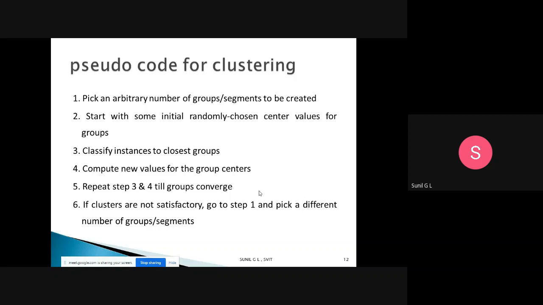Then compute the new value of the group center. Once you identify the next item, calculate the centroid. For example, if you have 4 and 6, add them and take the average: 4 plus 6 is 10, divided by 2 is 5. So now 5 is the centroid. Then repeat steps 3 and 4 until the groups converge. So once I have a new centroid, I take the next element, and whichever center is nearer, I group it with that center. Repeat until all the elements are completed. If the groups converge, stop. Otherwise, if you are not satisfied, go back and start again, say I want 3 clusters now, and do the same steps; once you are satisfied, you can stop. This is the pseudocode for the clustering algorithm.